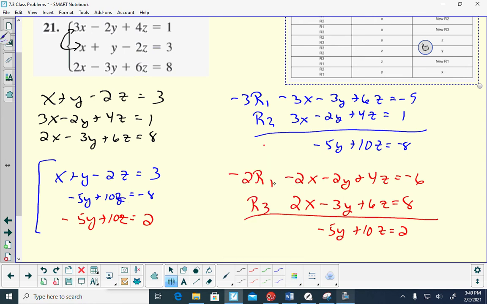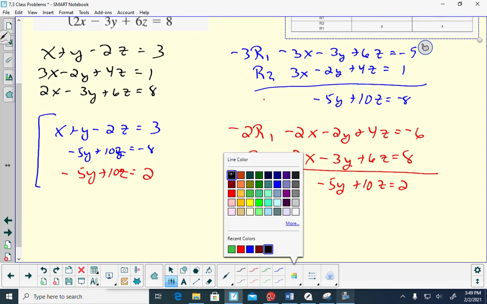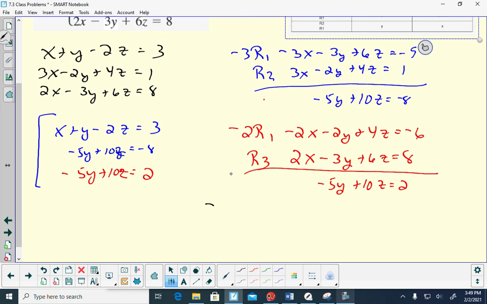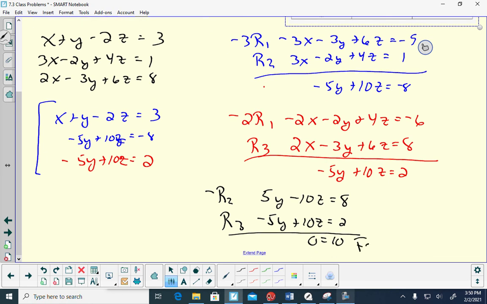Now, following the pattern, I should do row 2 and row 3 to eliminate my y. It looks like I can multiply row 2 by a negative sign. So this will be a positive 5y minus 10z is equal to a positive 8. And then copying down row 3, negative 5y plus 10z is equal to 2. When I add these, the y is equal to 0. The z's also drop out, so I'm going to have 0 is equal to, and when I add these two, I get 10. Well, that's not true. That's a false statement. So since this is false, that means there are no solutions.